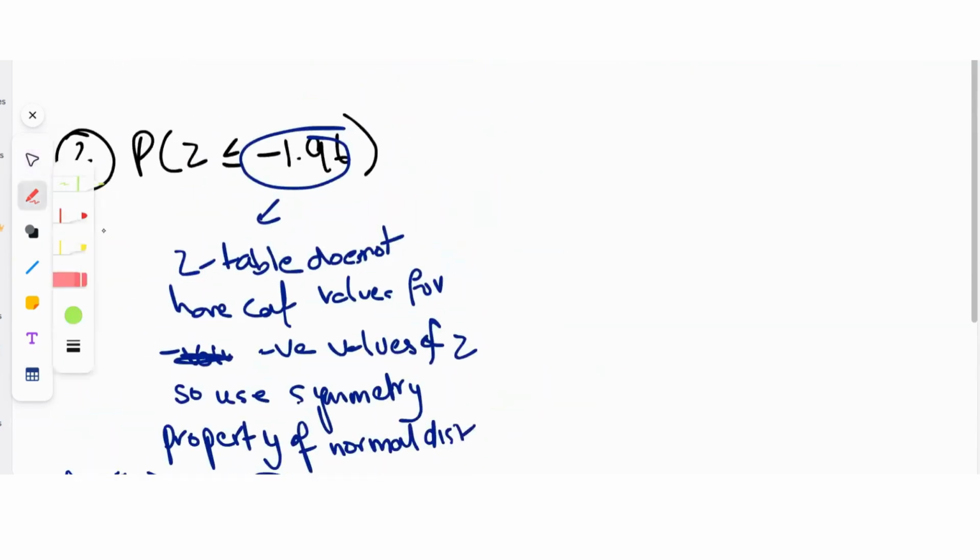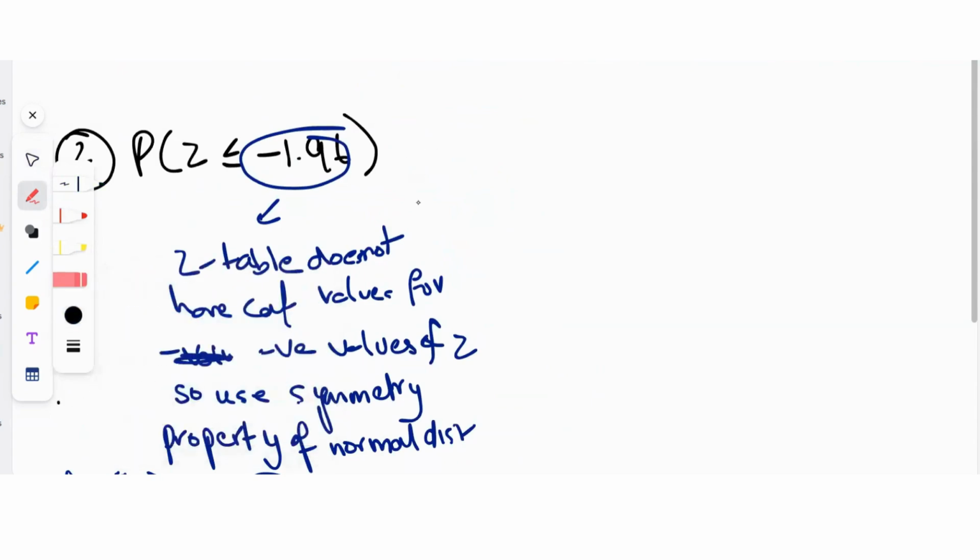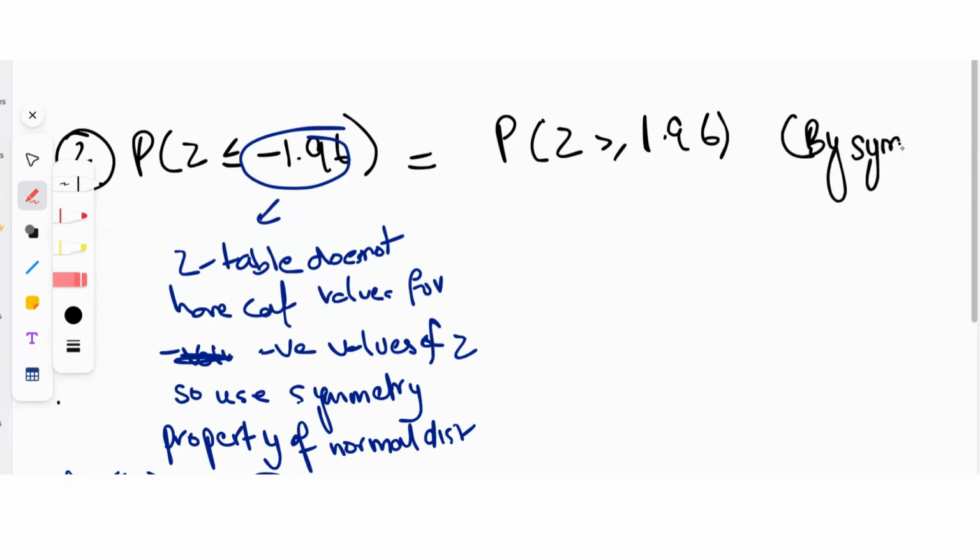So I can say by symmetry, because we know it's always symmetric around its mean, which in this case is 0, this is just the probability Z is greater than or equal to 1.96. Again, for a continuous random variable, whether you write the equal to sign or not doesn't matter, because point probabilities are 0.